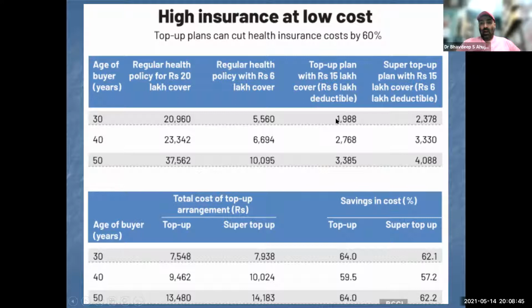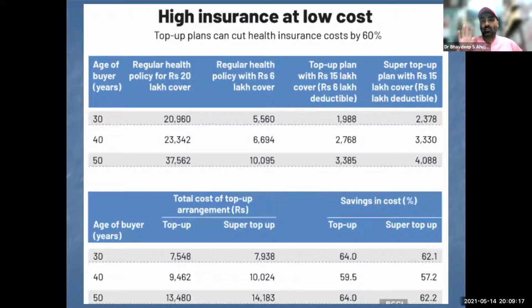So if you add these and go ahead, this is the way I arrived at the figure that I just mentioned. So total cost of top-up arrangements at 30 years of age, 7548, adding these two, and super top-up 5560 and 2378, adding these two, 7938. So the savings percentage given here at the age of 40, with the regular policy, it can come out to 9,000. So this is the way you can save on the costing factor also.